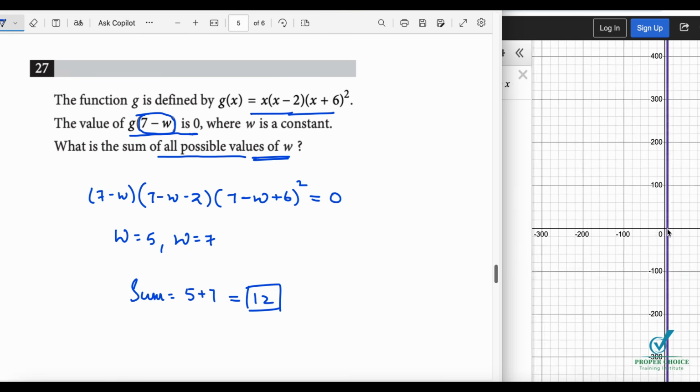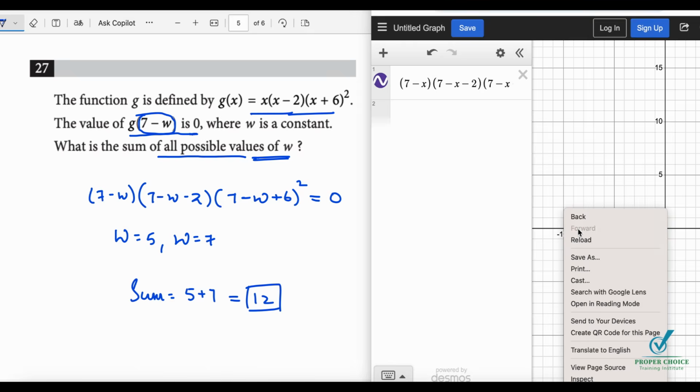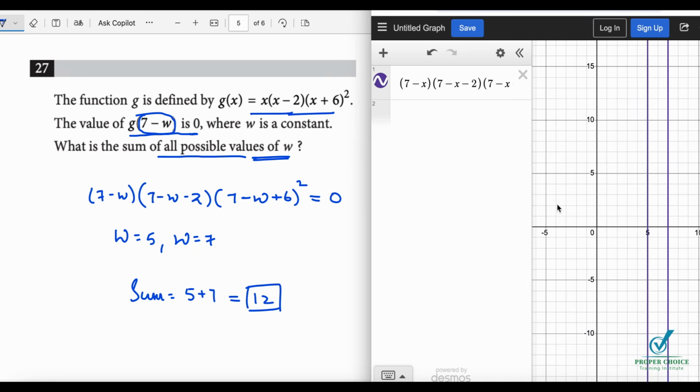Yes, I can see I can find only two values of those. So 12 is the right answer.